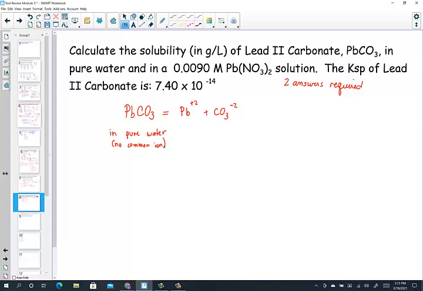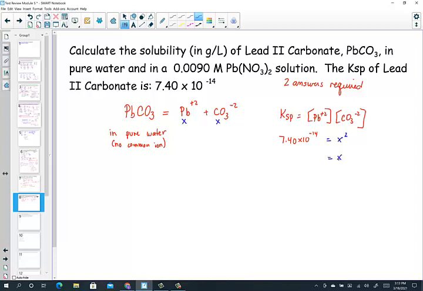Oh, we got the Ksp. Okay, I'm sorry, I have to just kind of read that. The Ksp is given to us, and we know that that's going to be equal to the concentration of lead in molar units times the concentration of carbonate in molar units. The Ksp is provided as 7.40 times 10 to the negative 14. Why don't we just let the value of x represent the ion lead? And since it's a 1-to-1 dissociation, we'll also let x represent carbonate. So this just simply becomes x squared.